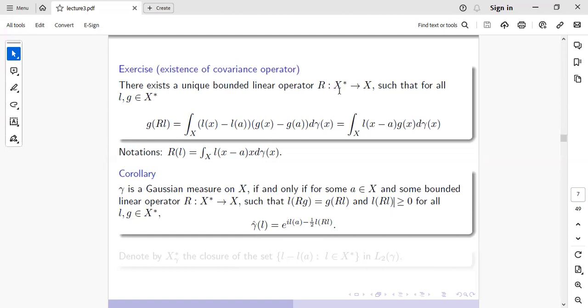By the way, one can also check that this operator is bounded, which again follows from the lemma where we estimated LP norms by the norms in this space of functionals. So A is the mean value, and R is the covariance operator.